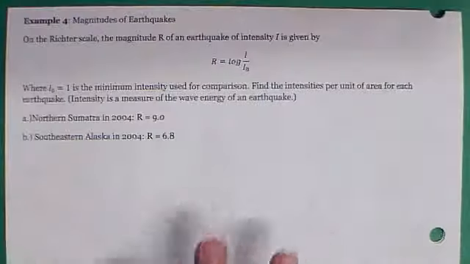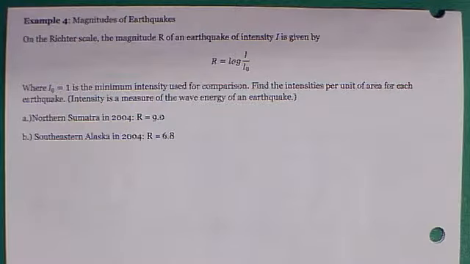The very last example that we covered was dealing with earthquakes and their magnitude, talking about the Richter scale. In particular, on the Richter scale, the magnitude R of an earthquake of intensity I is given by R equals log of I over I naught, where I naught is 1, the minimum intensity used for comparison. Find the intensities per unit of area for each earthquake. Intensity is a measure of the wave energy of an earthquake. The first one we're talking about is in northern Sumatra in 2004. This really did happen. This was a registered earthquake at 9.0, one of the worst that has ever been registered.